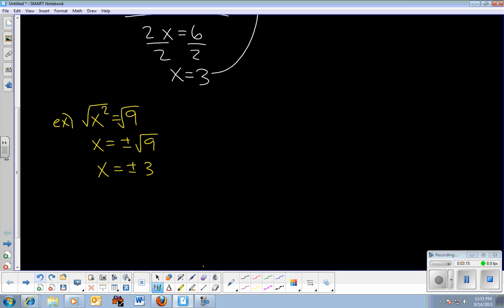You might see the answer written like this in your answer keys for your odd problems. That might look like that. I don't mind if you write x is plus or minus 3. What I need you to do is convey that you knew that 3 and negative 3 were both answers to that question.